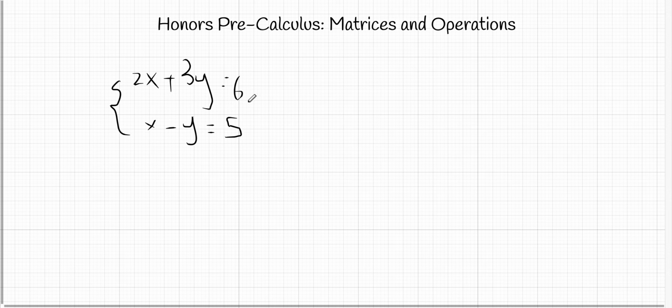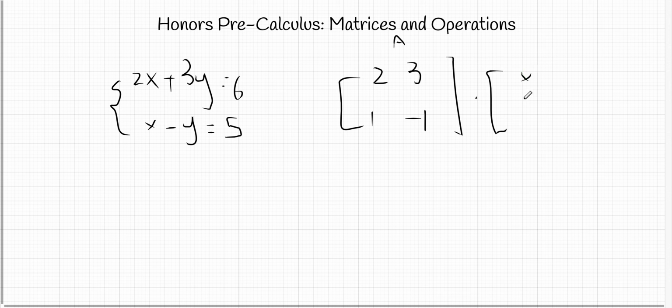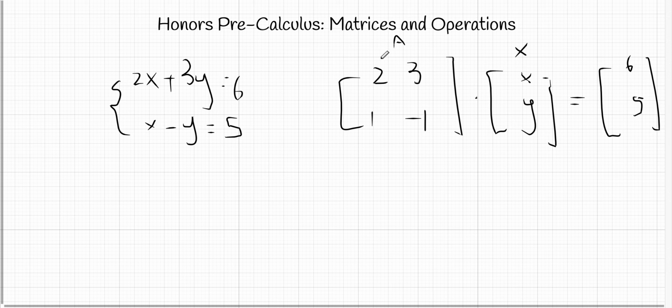But you can also convert it into a matrix equation. So you just take the coefficients, 2, 3, and in the bottom one, 1, -1. That's your matrix A. Now your second matrix is just x in the first row and y in the second row. And this is your matrix X. And this is equal to your constants, 6 and 5. These are your coefficients, these are your constants, and this is your matrix B.